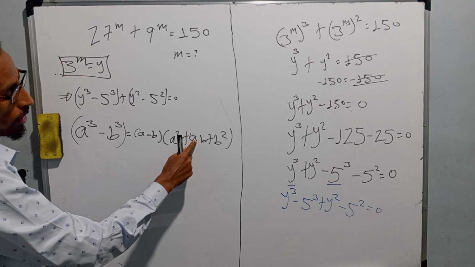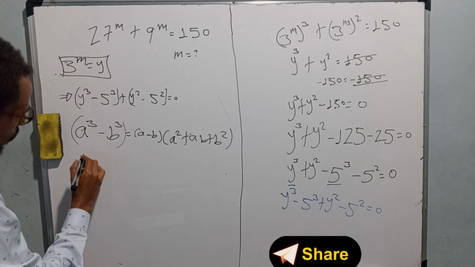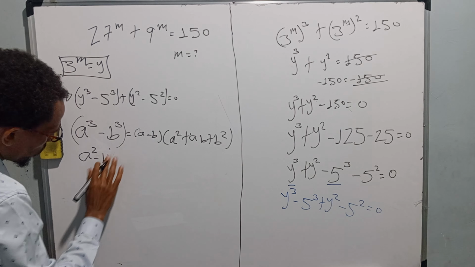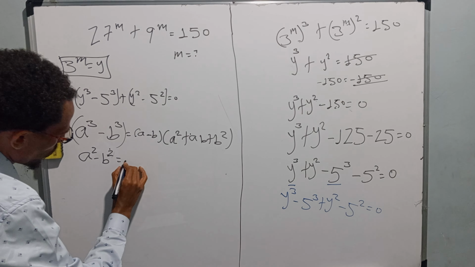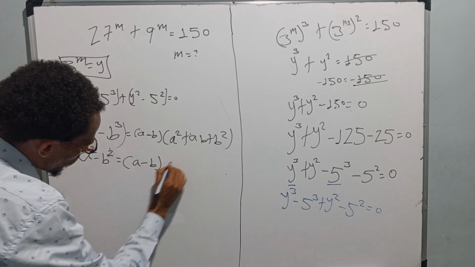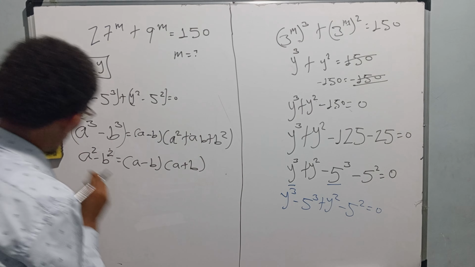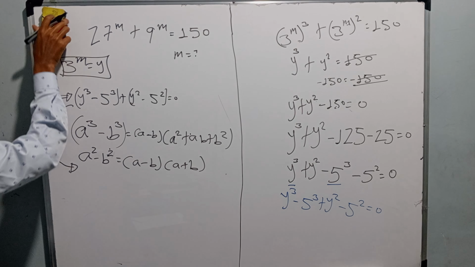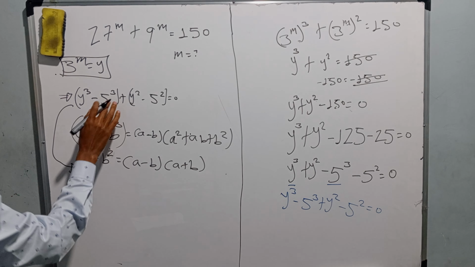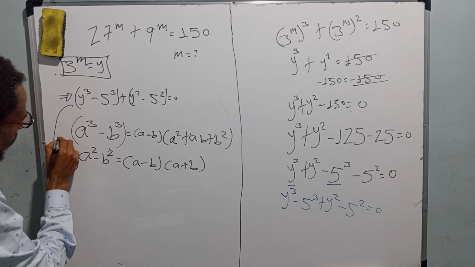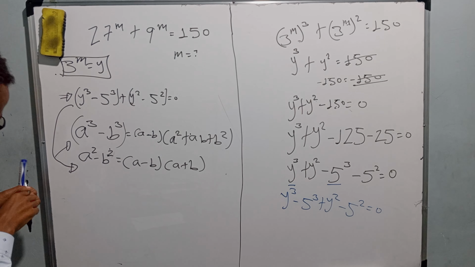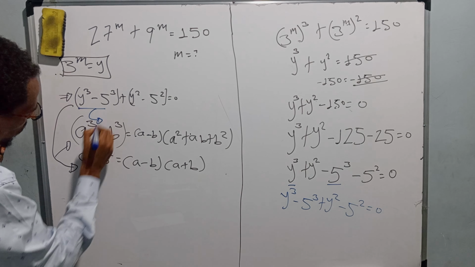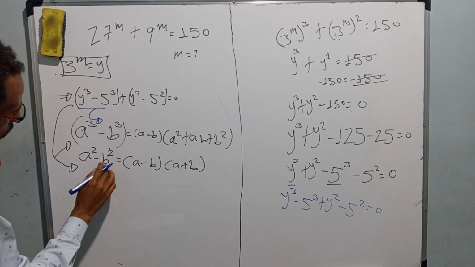Multiplied by a squared plus ab plus b squared, and also a squared minus b squared is always equal to a minus b times a plus b. Now we can apply this to factorization methods on the given expression. So y cubed minus 5 cubed is expressed as, we can apply this from here. That means I apply this here, and also y squared minus 5 squared for this.